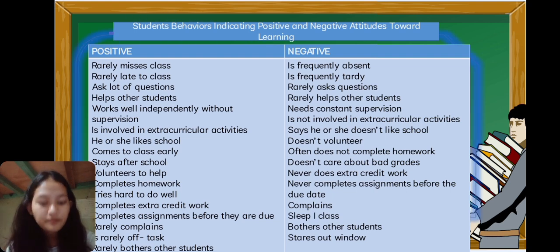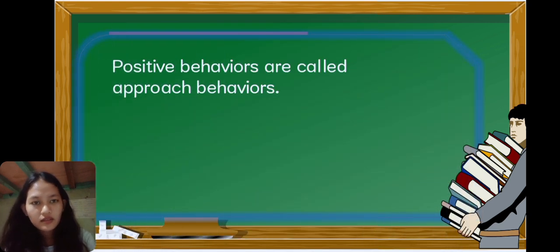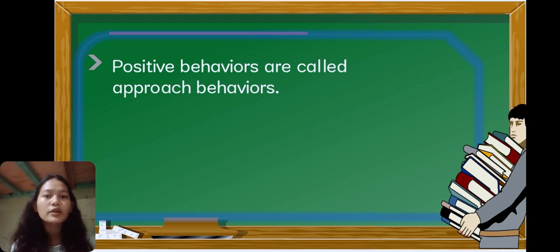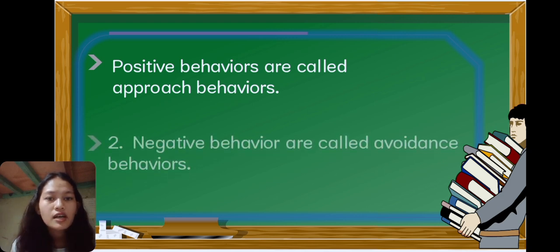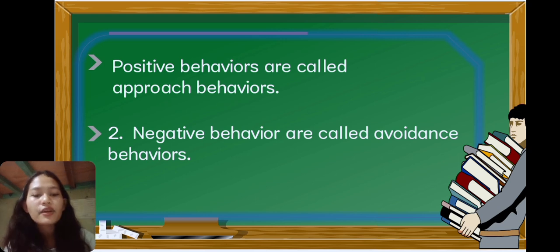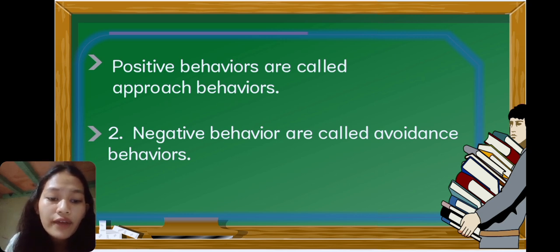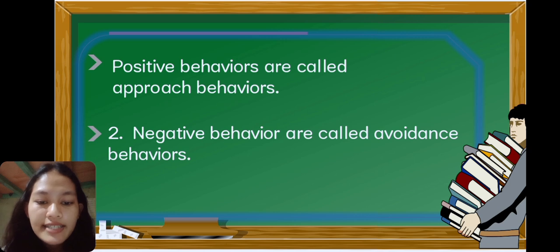So now, let's proceed to the positive behaviors, which are also called approach behaviors, while the negative is called avoidance behavior. Approach behaviors result in direct, frequent and intense contact. On the other hand, avoidance behaviors result in less direct, less frequent, and less intense contact. These dimensions are helpful in describing the behaviors that indicate positive and negative attitudes.